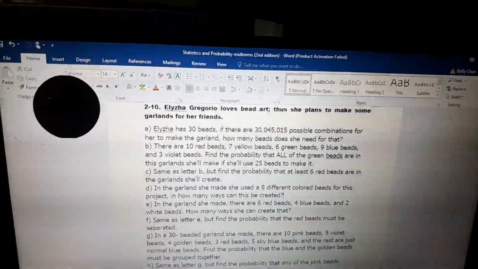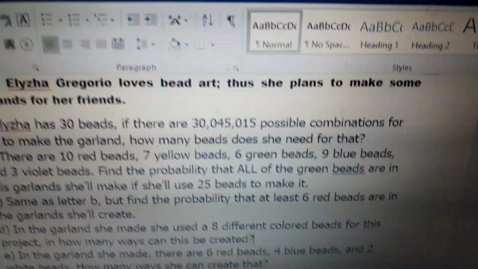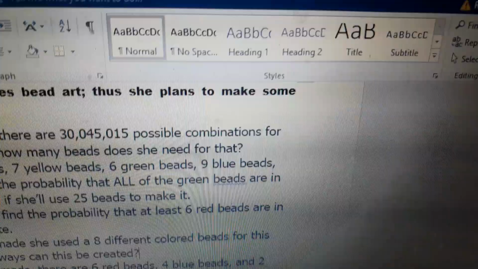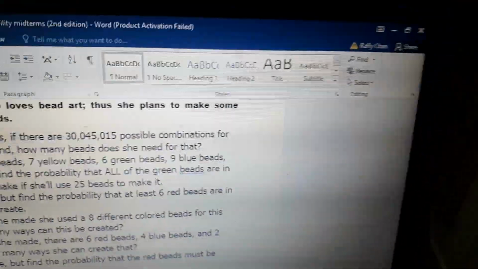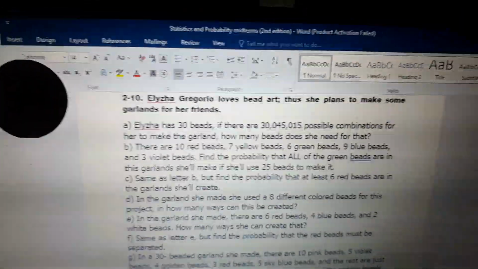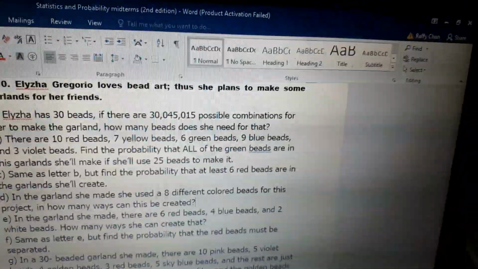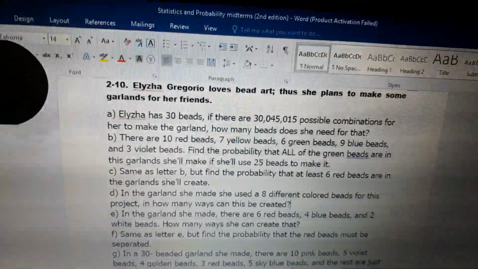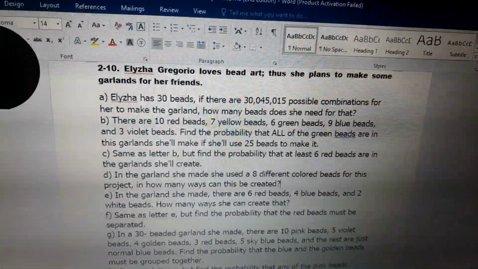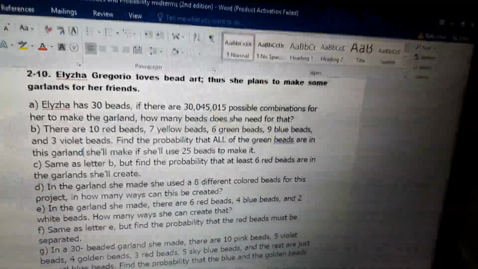Okay, letter B. Here's the question. There are 10 red beads, 7 yellow beads, 6 green beads, 9 blue beads, and 3 violet beads. Find the probability that all of the green beads are in this garland, if she'll use 25 beads to make it.